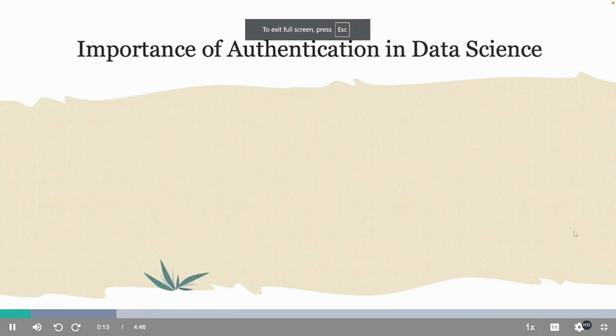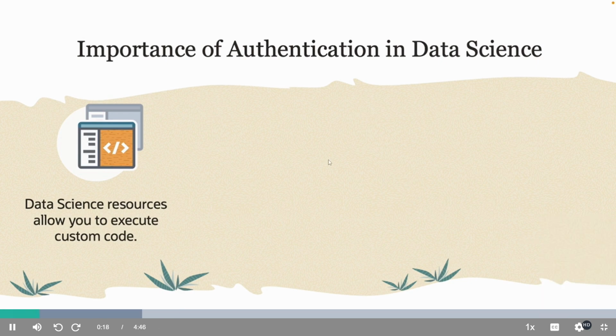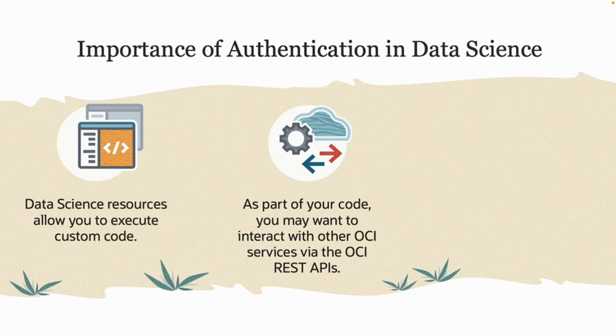In this lesson, we'll look at how to authenticate to OCI APIs. Data science resources, such as notebook sessions, jobs, and model deployments, allow you to execute custom code. As a part of your code, you may want to interact with other OCI services via the OCI REST APIs. For example, this would enable you to read and write data to object storage from a job, or create and run data flow applications from a notebook session.